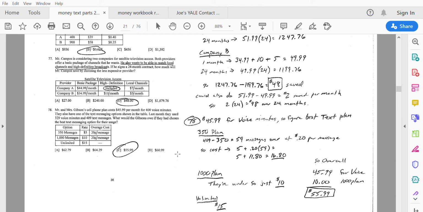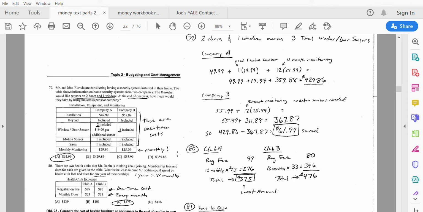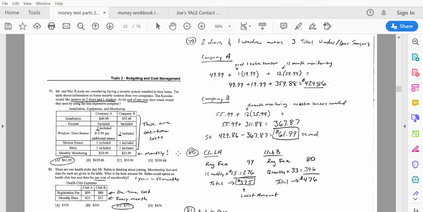All right, turn to page 37. I think we got two more problems here. Okay, let's cut that out.